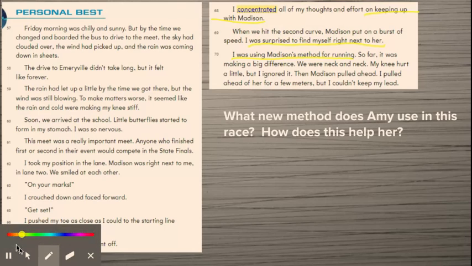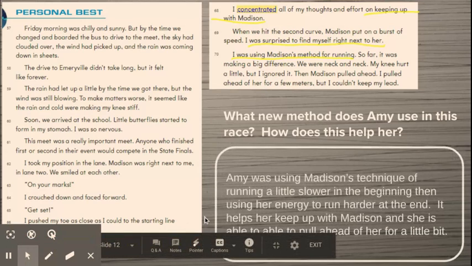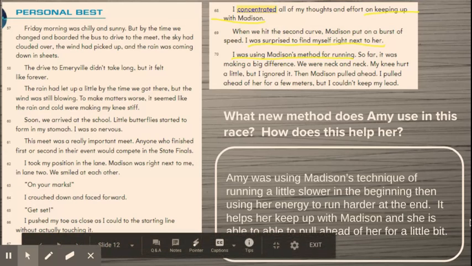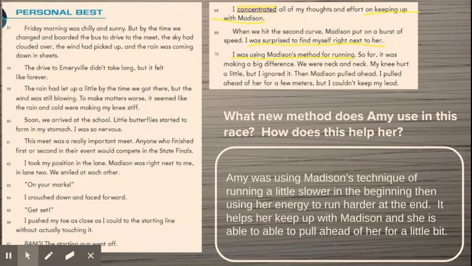You should have said that she's using Madison's technique or method of running a little bit slower in the beginning, then using her energy to run harder at the end. It helps her keep up with Madison, and she is able to pull ahead of her for a little bit.